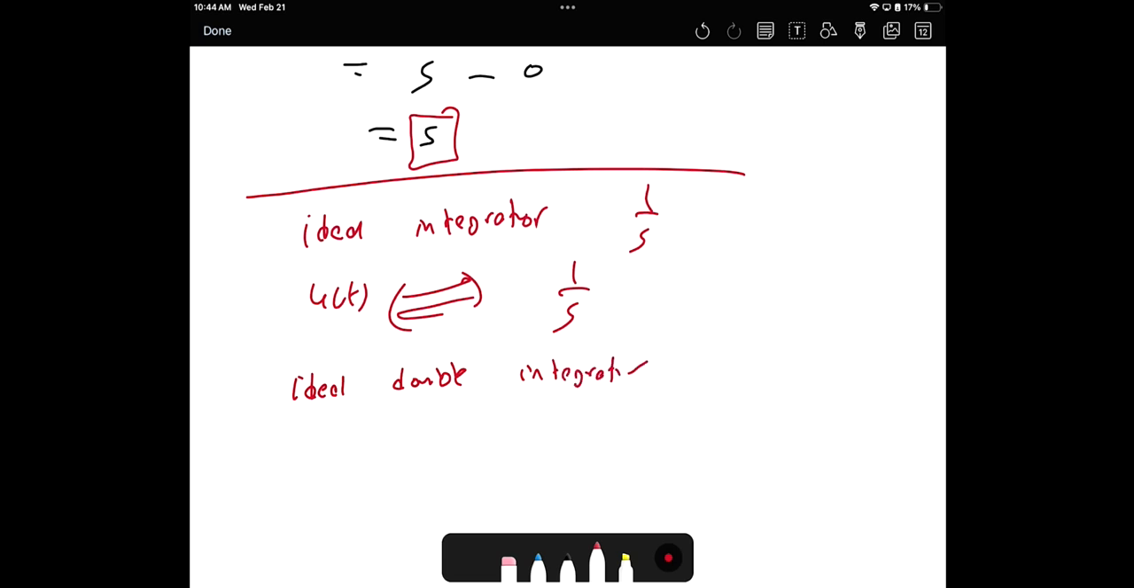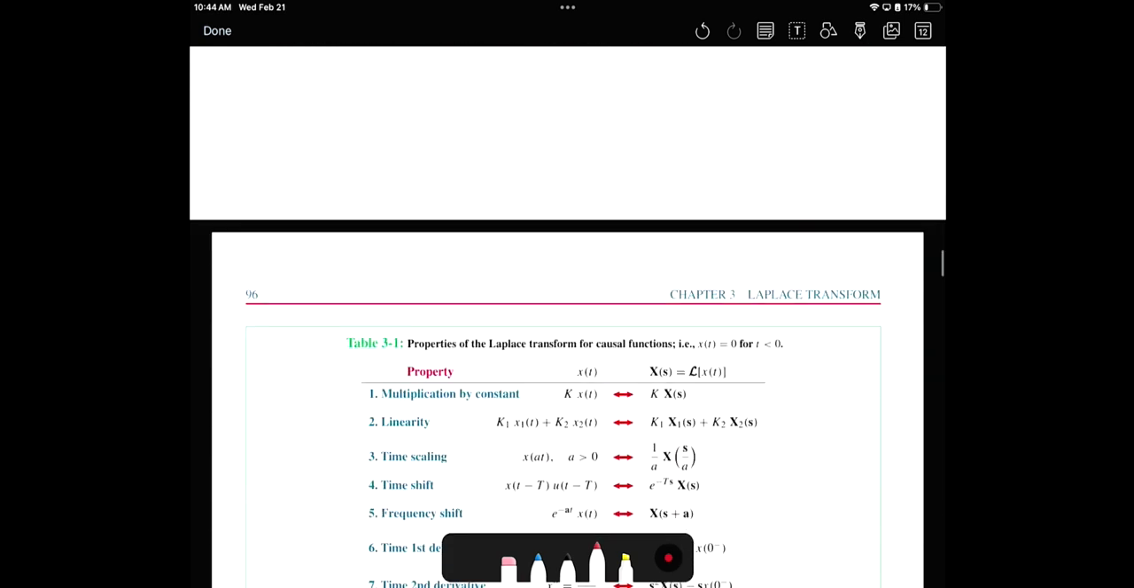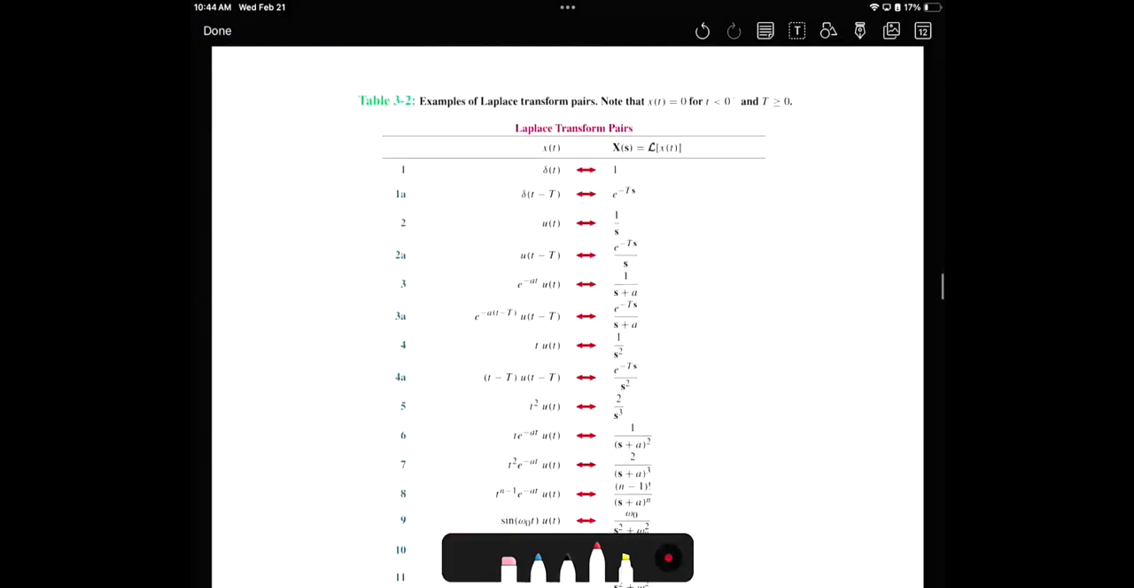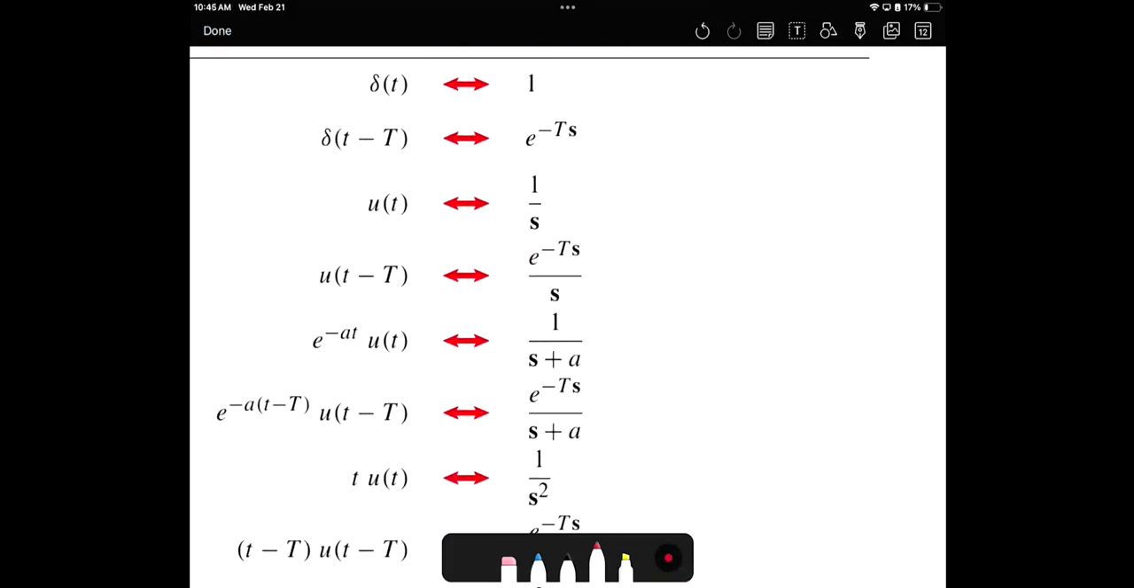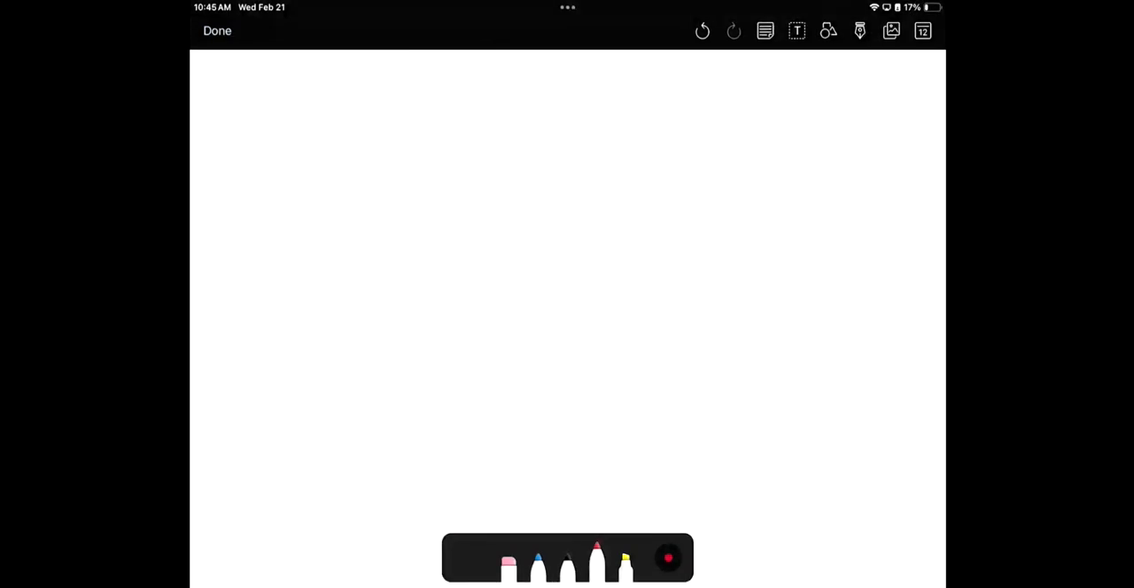Double integrator, which is r of t. This is u of t times u of t, which is going to be 1 over s times 1 over s, so it will be 1 over s squared. Okay? So in summary, I can summarize them in a table. Also for information, tables 3.1 and 3.2 have all of this information, but in these lectures I'm going through explaining them.